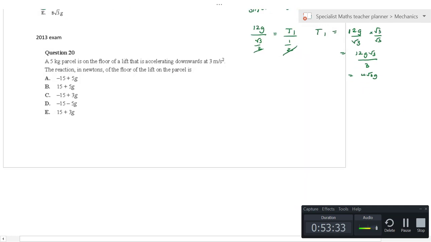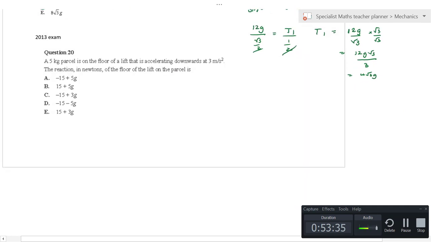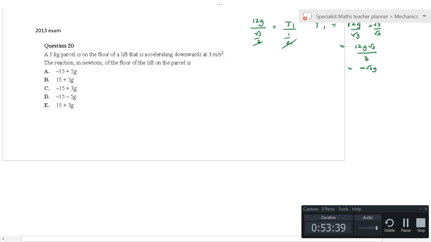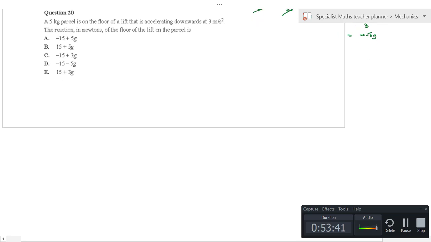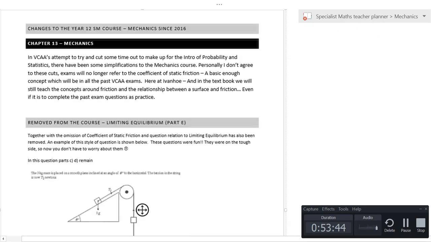A 5 kilogram parcel is on the floor of a lift that is accelerating upwards. The reaction in newtons to the floor of the parcel is, you know that one. I'm not even going to bother doing that one with you.